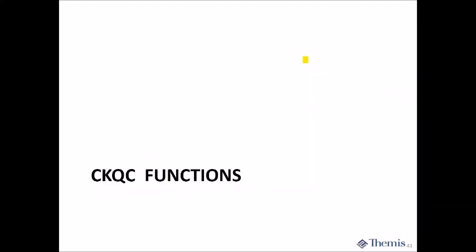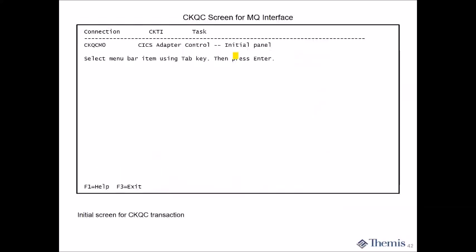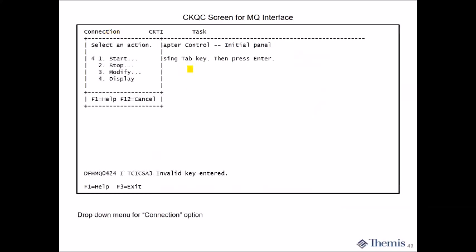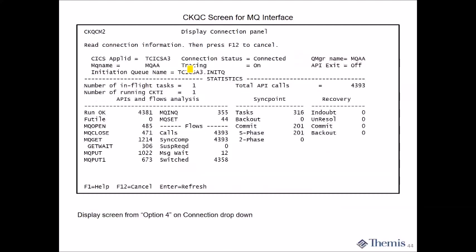Okay, getting close to being done. There's a transaction, CKQC, that comes with MQ. And when you key it, this is the first thing you see. So I select connection first. And what I get is a pop-down display: start, stop, modify. So when I do a display, I get essentially the current interface. It's connected. Here's the initiation queue name.